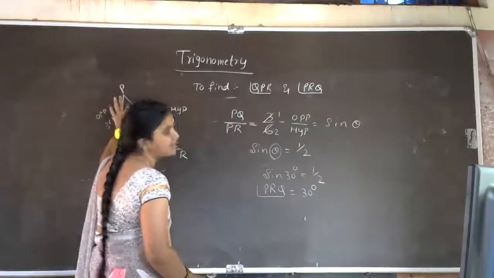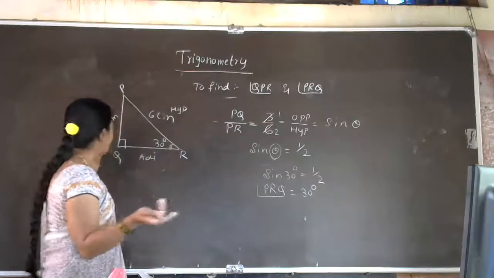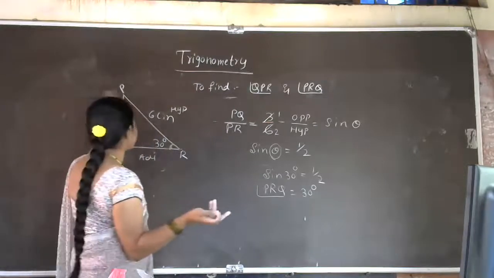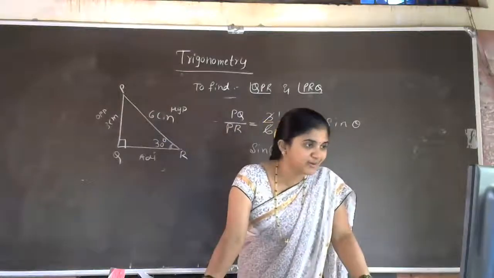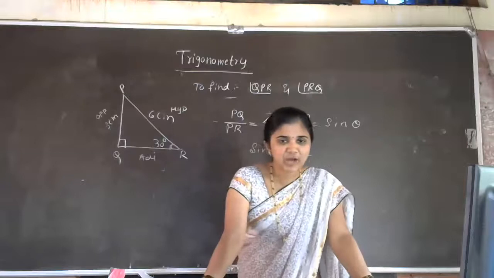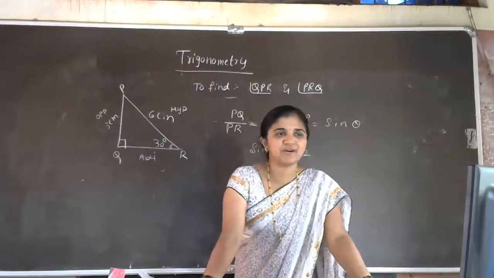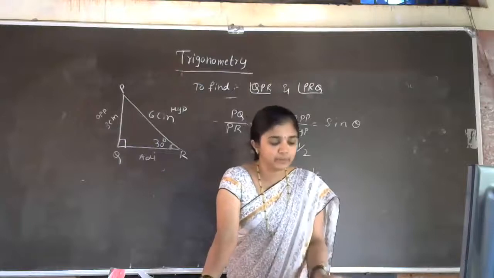How can we find out the remaining one? Using the angle sum property also you can find it: 90 minus 30. Can you guess QPR, or you can apply any method for that? Yes, cos P also you can use. Just observe that example problem in your book.